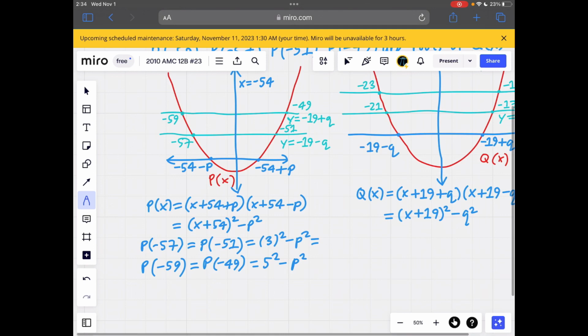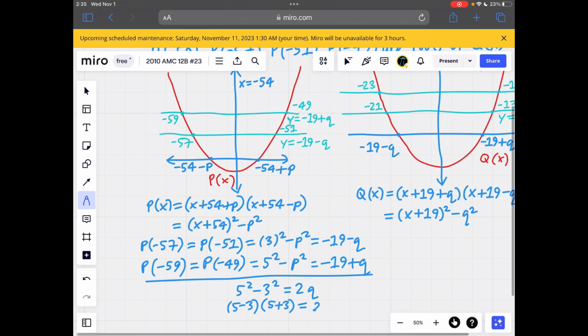P of minus 57 and P of minus 51 lie on y equals minus 19 minus q. And P of minus 59, P of minus 49, they lie on y equals minus 19 plus q. So it turns out we can subtract these two equations and end up with the value of q. We have 5 squared minus 3 squared equals 2 times q. But this is just 5 minus 3 times 5 plus 3 equals 2q. 5 minus 3 is equal to 2, so 5 plus 3 is equal to q. We have q equals 8.